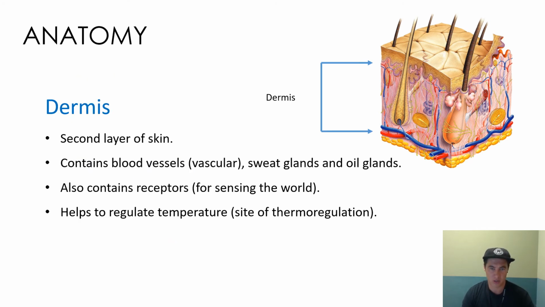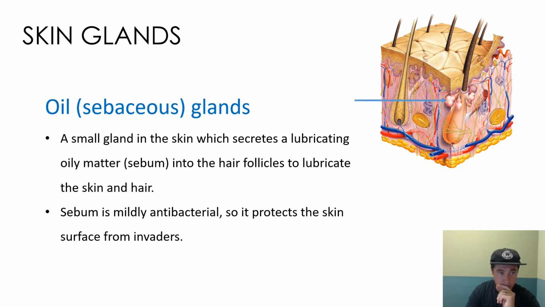Next we have our dermis, which is the big layer underneath the epidermis. Second layer of skin contains blood vessels, so it's vascular. We also have sweat glands, oil glands, and it contains our cutaneous receptors for sensing the world. And this is a space where we can help to regulate temperature, or site of thermoregulation. So this is where all the action happens in terms of getting rid of heat or holding on to heat. You will need to be able to label the different glands of the skin.